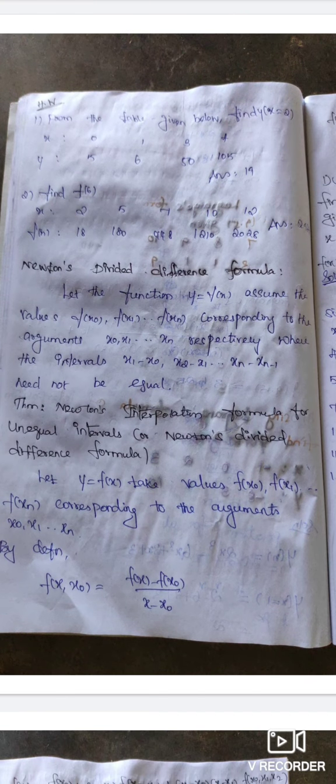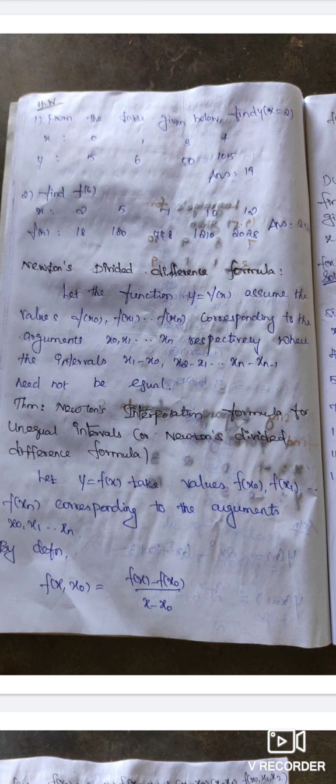Next, Newton's divided difference formula. Let the function y is equal to f of x. Assume the values f of x0, f of x1, etc., f of xn corresponding to the arguments x0, x1, etc., xn, where the intervals x1 minus x0, x2 minus x1, etc., xn minus xn minus 1 need not be equal, because Newton's divided difference formula is used for unequal intervals.